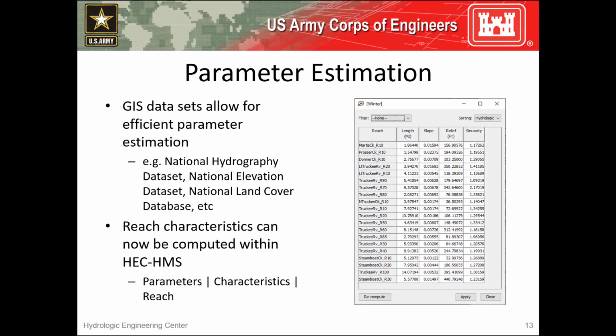You can estimate many of the required parameters for each of the aforementioned routing methods using readily available GIS data sources. For instance, stream alignments can be found within the National Hydrography dataset, elevations can be sourced from the National Elevation dataset, and land uses can be extracted from the National Land Cover database. Several reach characteristics, like length, slope, relief, and sinuosity, can also be computed directly within HEC-HMS. Now I'll go into greater detail regarding parameter estimation for specific routing methods within future videos.